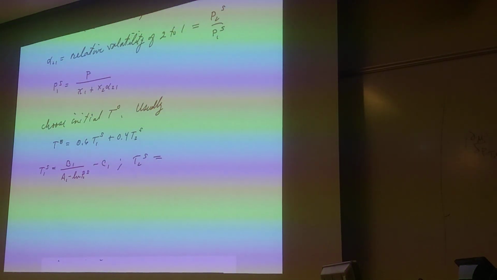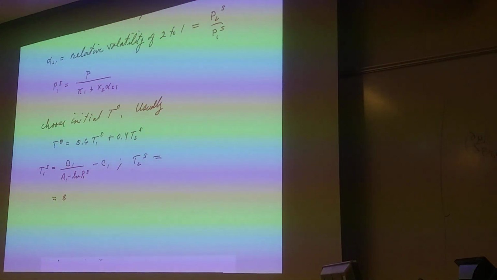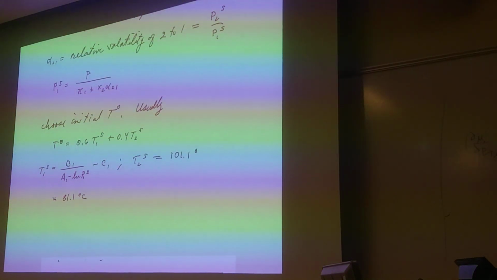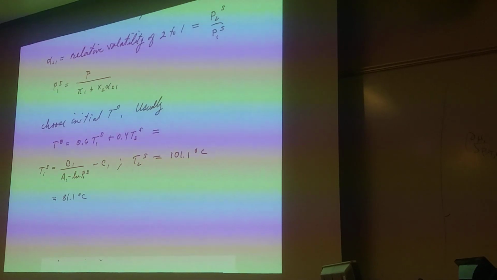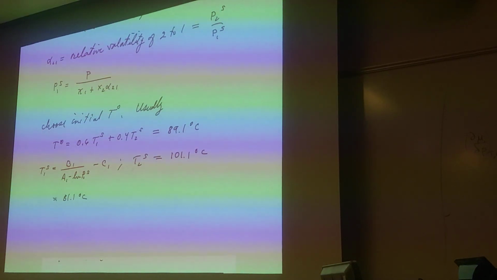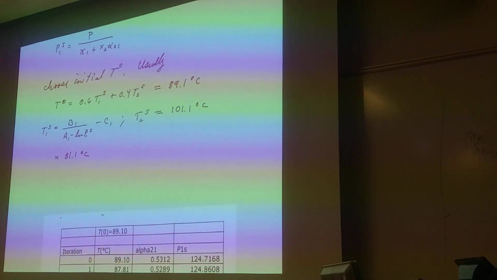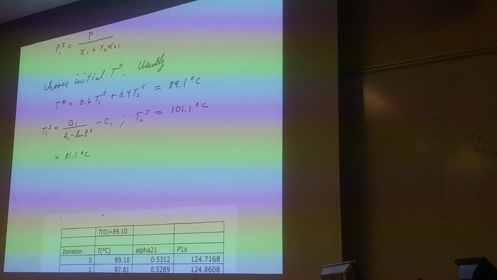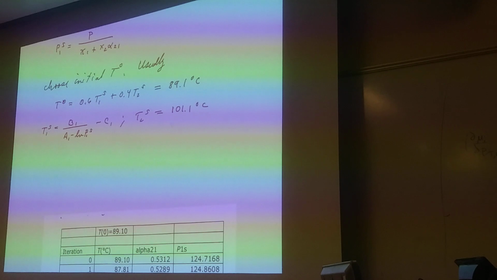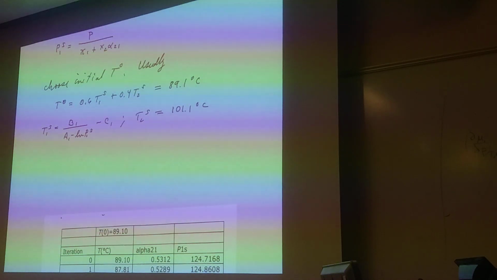T2S is a similar expression. This works out to be 81.1 degrees C. This one works out to be 101.1 degrees C. So we take this average, it's going to be 89.1. So that gets us started. And I barely have enough room here. So the way the iteration goes is that we start with that temperature.